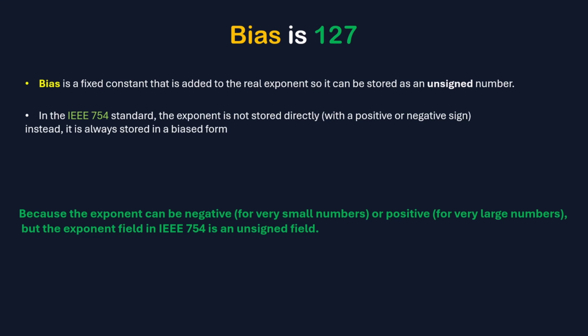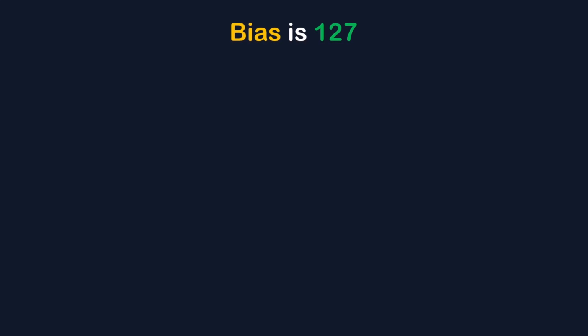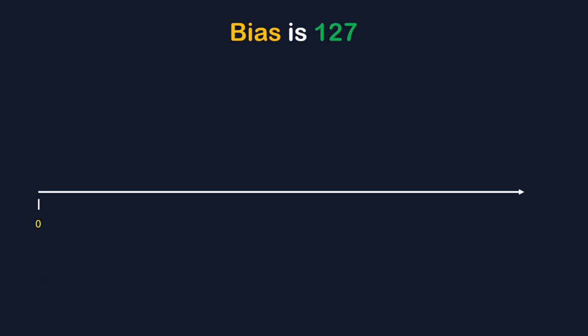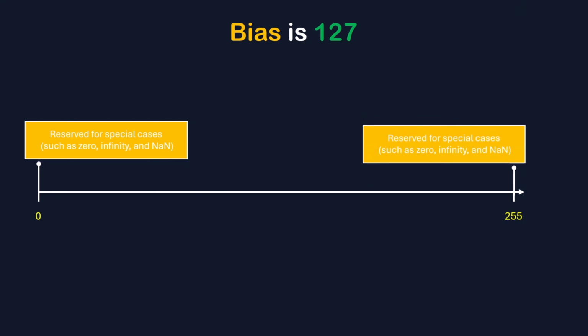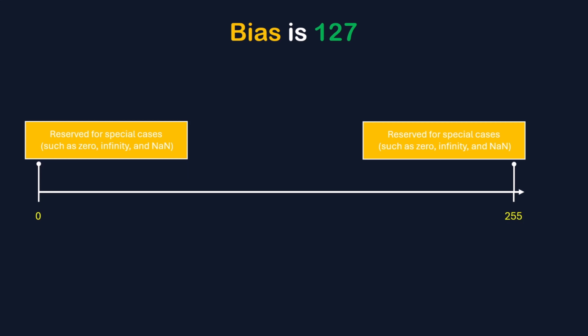Now, why is the bias value 127 in single precision? In single precision, the exponent is stored in 8 bits. An 8-bit unsigned number can represent values from 0 to 255. From this range, the values 0 and 255 are reserved for special cases such as 0, infinity, and NaN. The values 1 to 254 are used for normal exponents. If we look at the middle of this usable range, the number 127 is approximately the center.